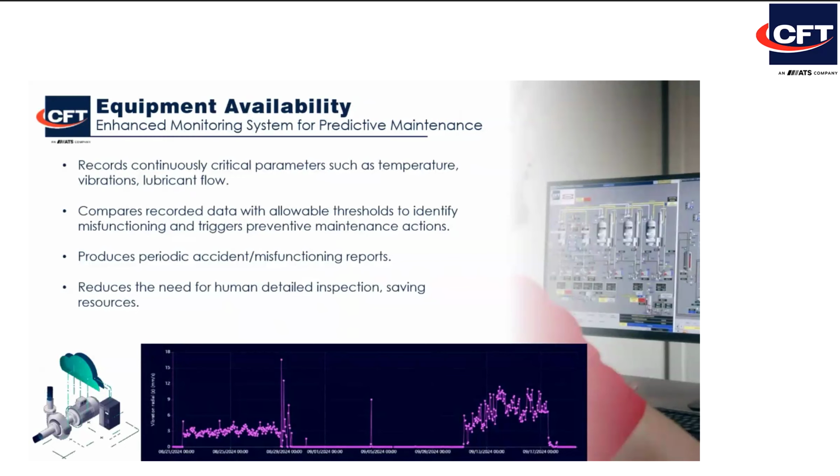Equipment availability. What the digital tomato does, it records continuously critical parameters such as temperature, vibration, and presence of the lubricant in the most important pumps and actuators. It then compares the recorded data with allowable thresholds to identify malfunctioning and trigger preventive maintenance actions. It produces periodic accident and malfunctioning reports, and reduces the need for human detailed inspection, saving human resources.